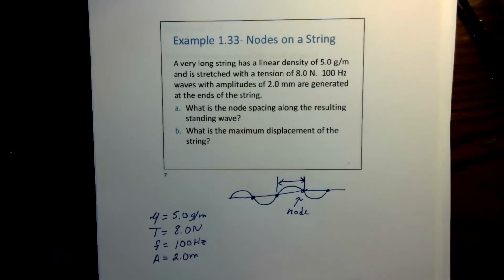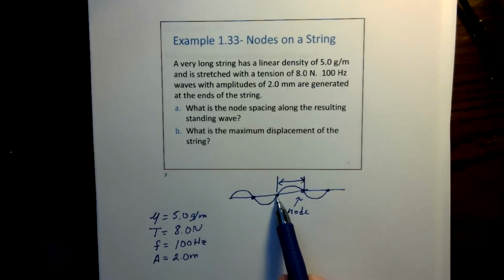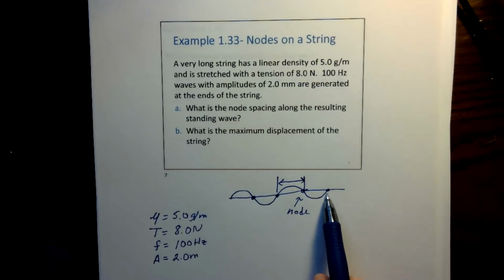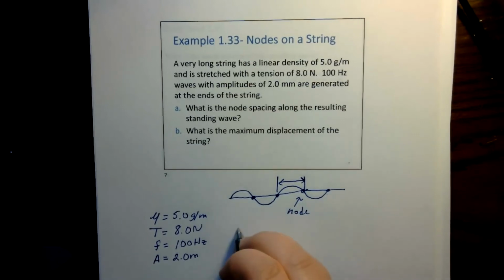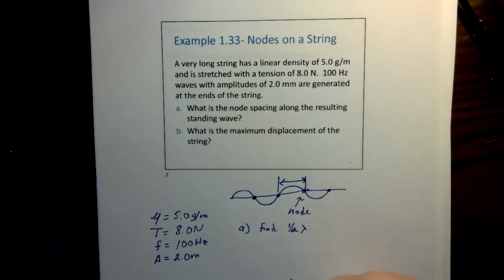Okay, so the first part asks us about our node spacing. So our spacing we saw is the point between two zeros, which we know, if we look at our picture, the space between here and here is one full wavelength. So the space between our two nodes is going to be half a wavelength. So for part A, we're going to find 1/2 lambda. To find 1/2 lambda, we're going to have to find lambda.